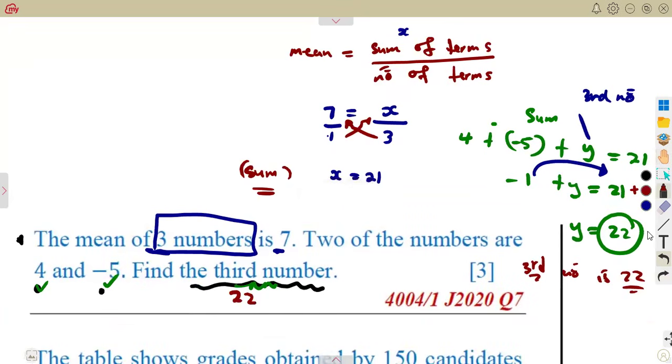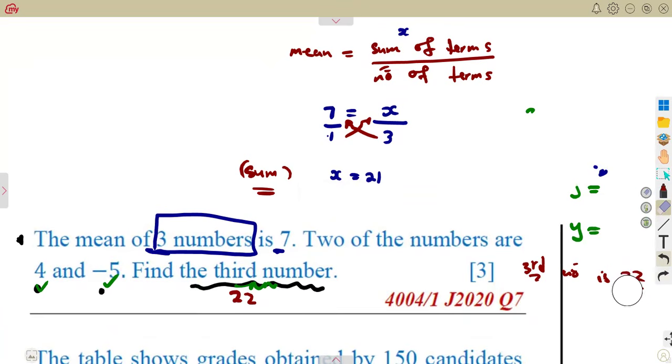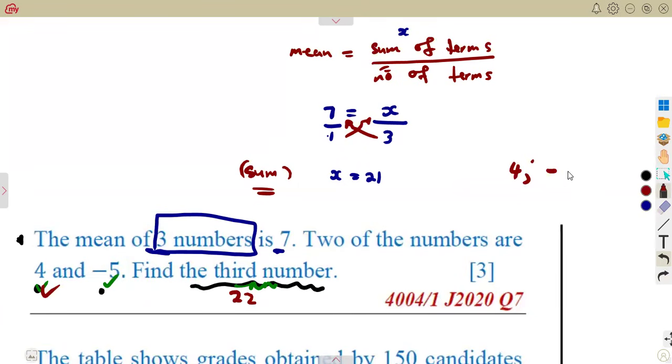So let's see if this does make sense, that the third number is 22. Does it make sense that if we calculate the mean, we are going to obtain the mean that we are given? Because these are the 3 numbers. 4, 5, -5, sorry.